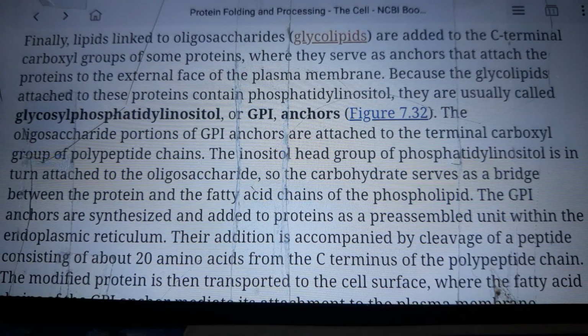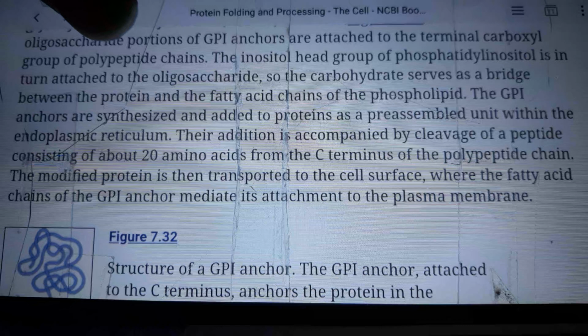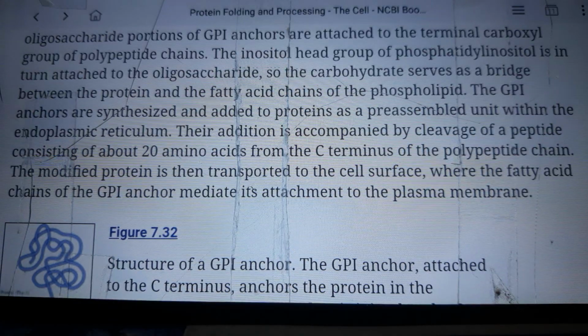Finally, lipids linked to oligosaccharides, like glycolipids, are added to the C-terminal carboxyl group of some proteins, where they serve as anchors that attach the proteins to the external surface of the plasma membrane. Because the glycolipids attached to these proteins contain phosphatidylinositol, they are usually called glycosyl phosphatidylinositol or GPI anchors. As seen in figure 7.3, the oligosaccharide portions of GPI anchors are attached to the terminal carboxyl group of polypeptide chains.